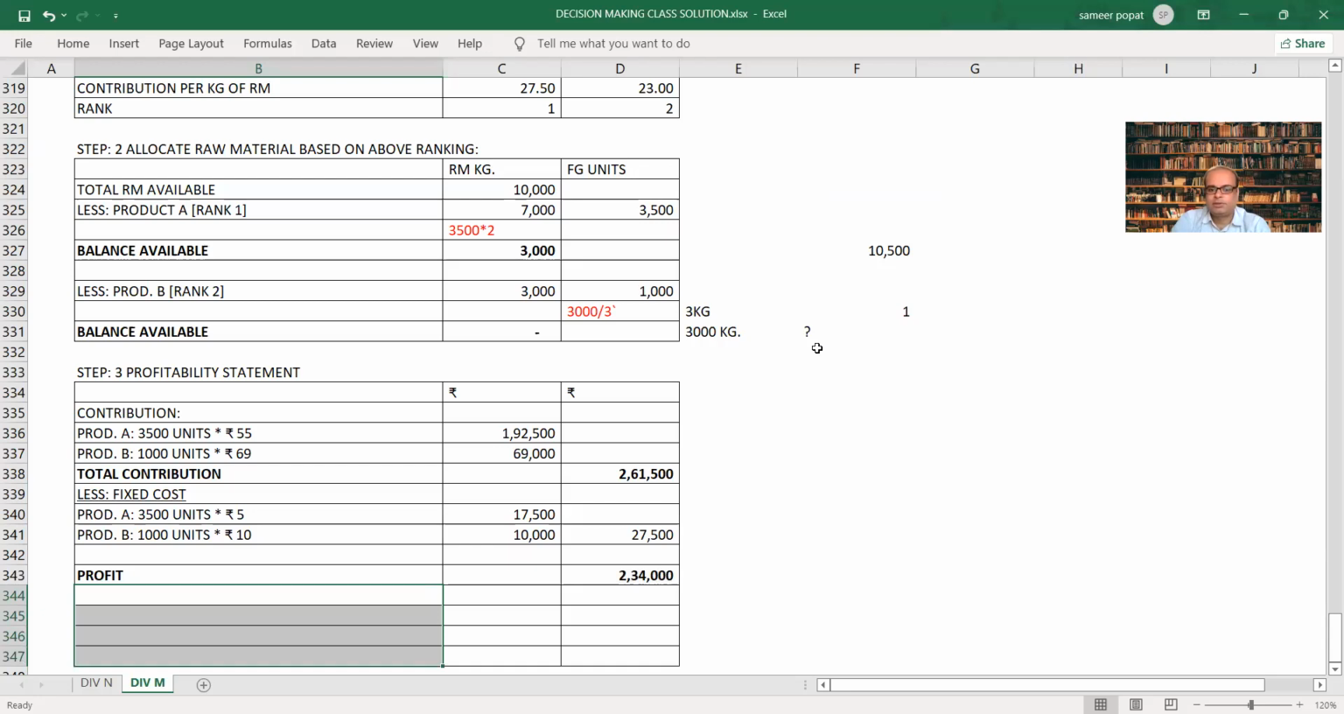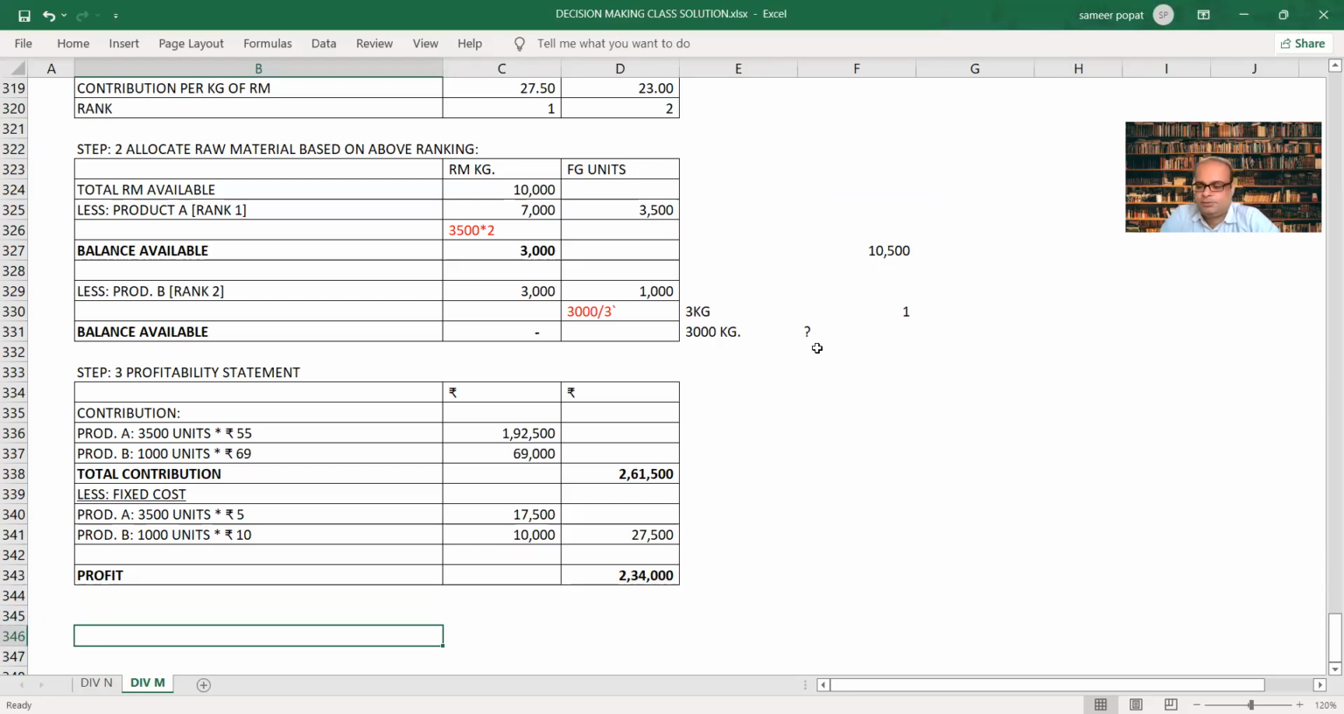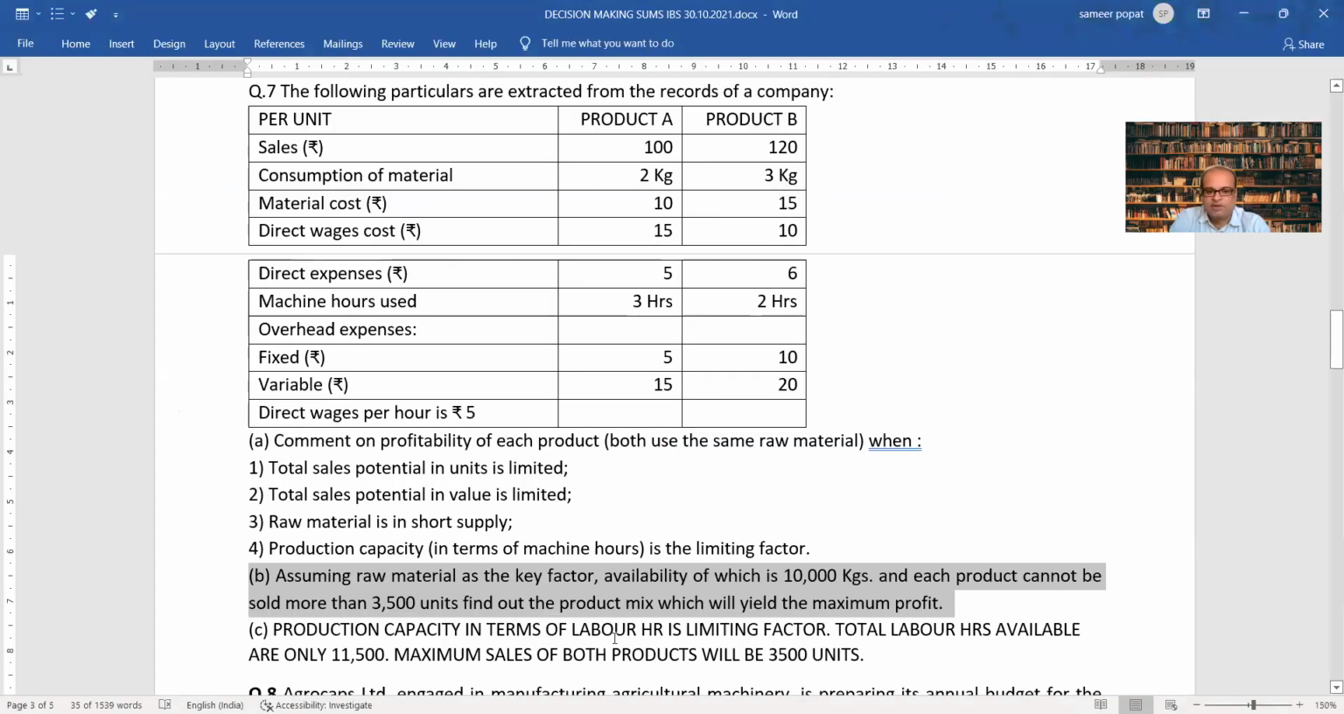Got it, everyone? Yes, sir. Okay. Now, one more situation is given that I myself have added, just to give practice over this concept. In point C, production capacity in terms of labor hours is the limiting factor. Total labor hours available are only 11,500. Maximum sales of both the products will be 3,500 units again.